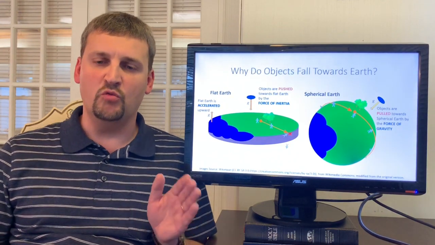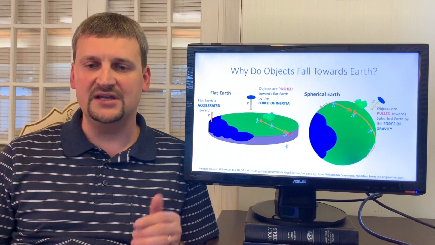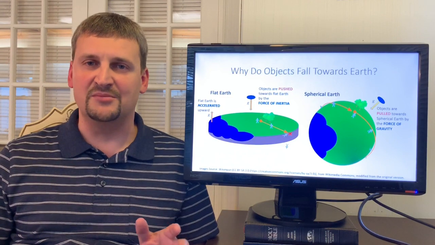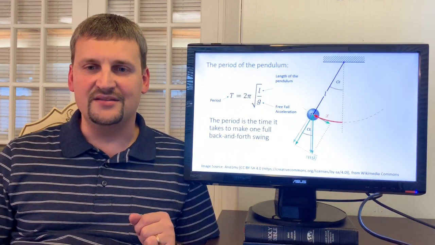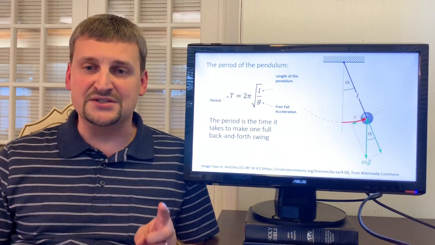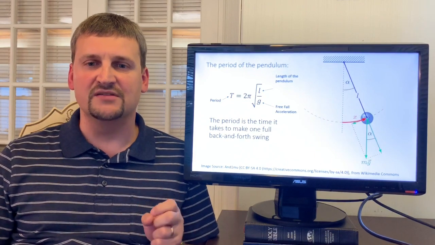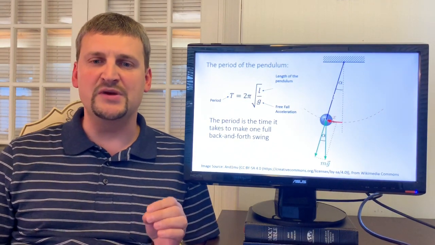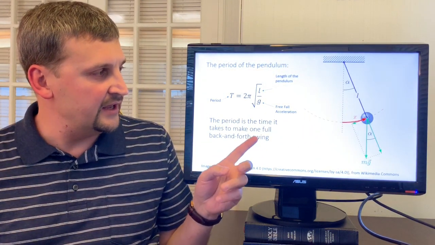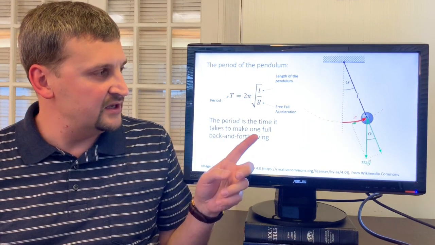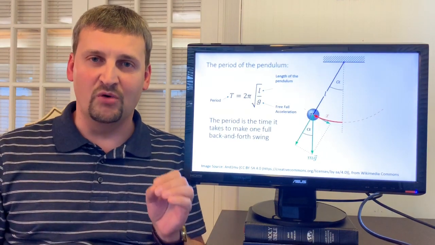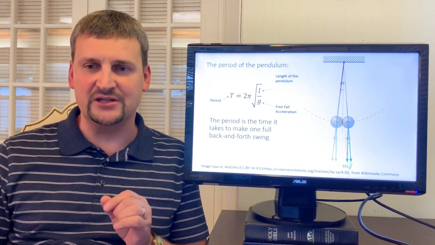Can we determine which of the two universes we live in? Yes, we can. To do that, we will use a downright common pendulum. The rate at which the pendulum swings can be characterized by its period. The period of the pendulum is the time it takes to make one full swing forth and back, forth and back, one and two. One and two, forth and back, makes one period of the pendulum.